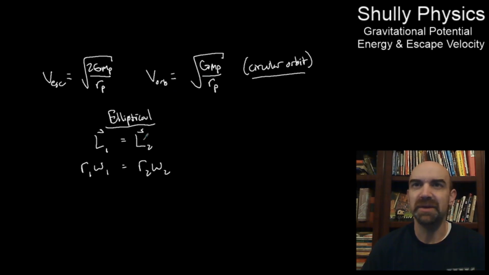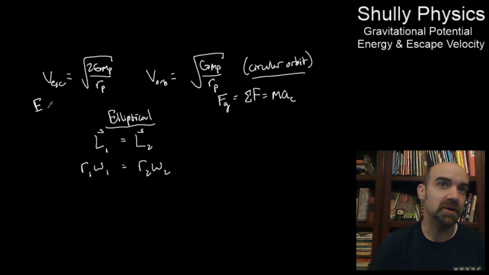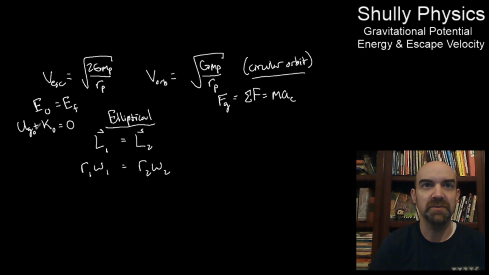I guess I should mention the big idea for each of these. The big idea for this one, way to start out, is the sum of the forces equals mass times centripetal acceleration, and gravity is the only net force there. Okay, and the big idea for this one, escape velocity, is like we saw, that the energy at the beginning equals energy at the end, where the energy final is 0, and you would have gravitational plus kinetic energy at launch. Okay, so those are the big ideas for each one.